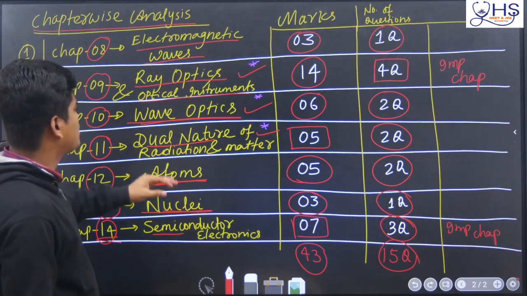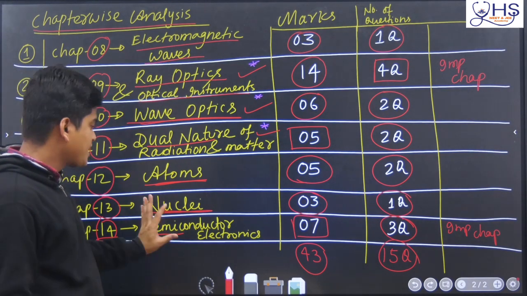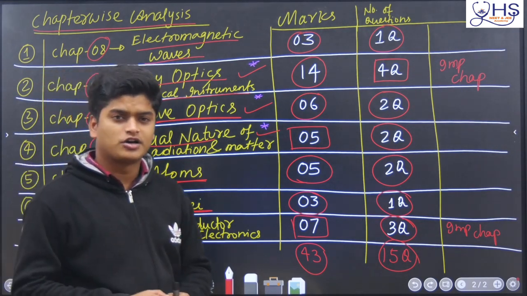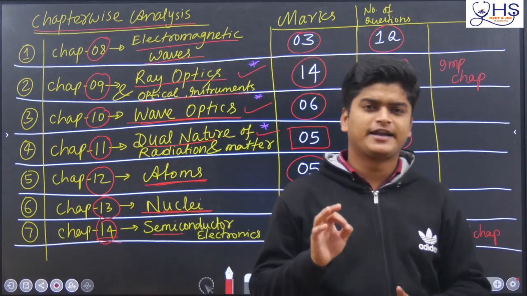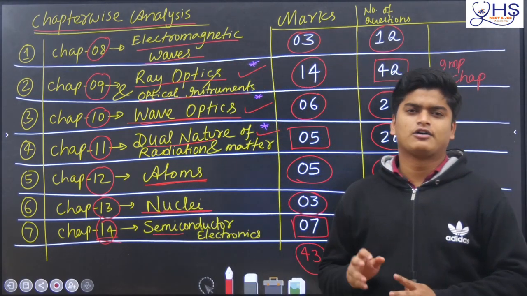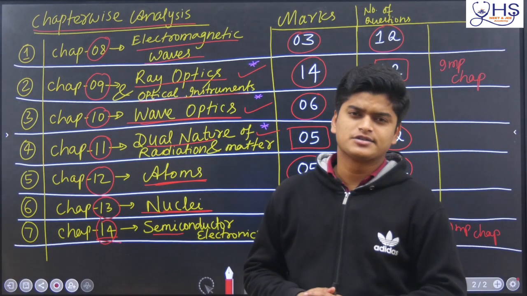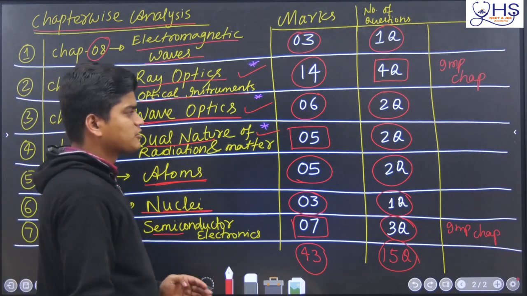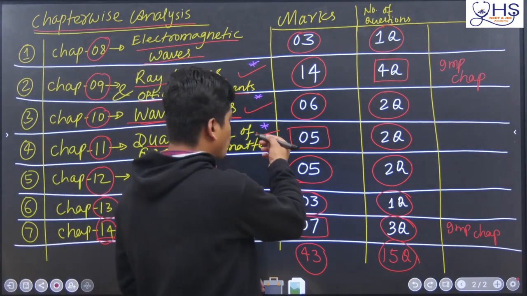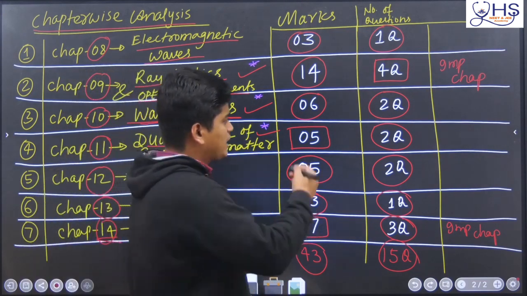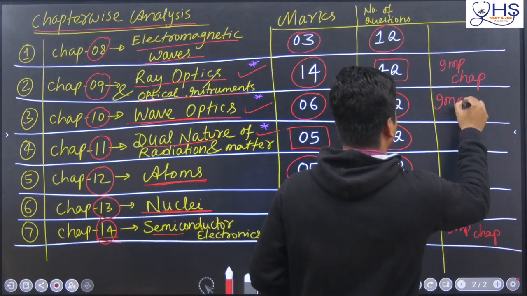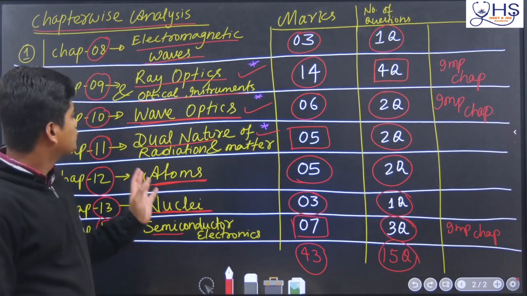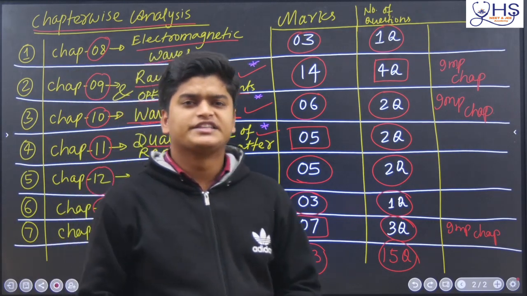The most important chapters are ray optics and semiconductor electronics. In semiconductor electronics you need to understand all the concepts regarding p type, n type and diode, also the other types of diodes, their pictures and IV characteristics. In wave optics, all the experiments, and in dual nature also, all the experiments you have, you should understand clearly, and it will be easy to write the term 2 exam. So this is the whole analysis. I hope this video will help you.